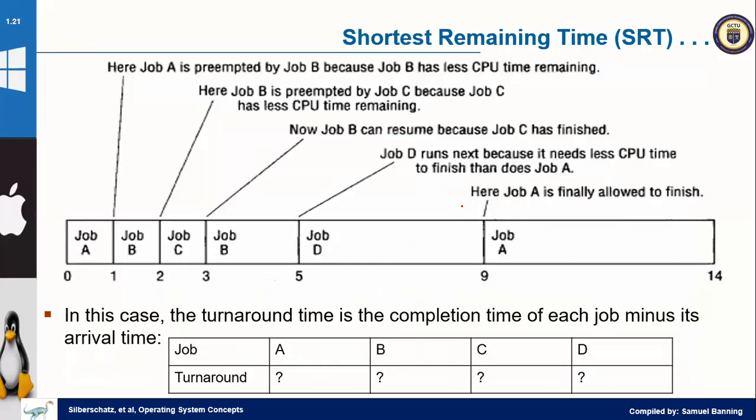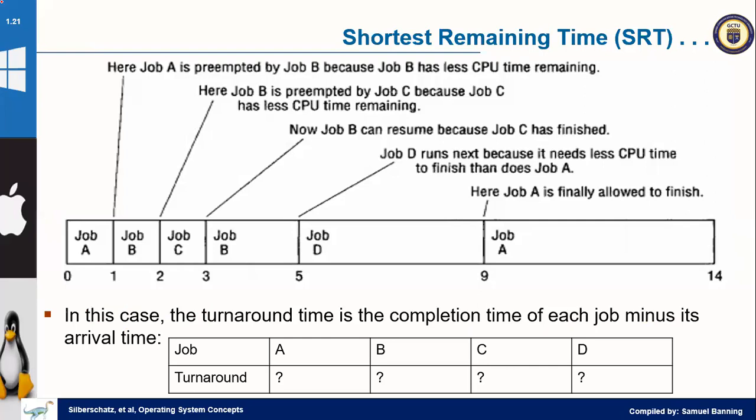All right. Now, in this case, the turnaround time here is a little different from the previous algorithms that we've looked at. The turnaround time is the completion time of each job minus its arrival time. Okay, so if you look at A, what will be the turnaround time for A?